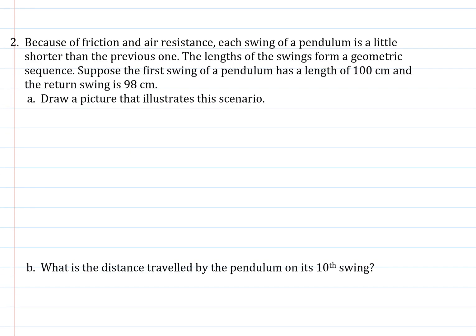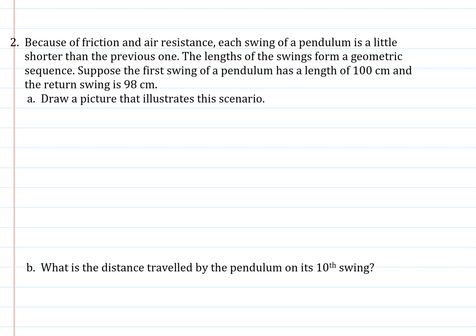Okay, let's look at one more example in this video. Because of friction and air resistance, each swing on a pendulum is a little shorter than the last one. The swings form a geometric sequence. Suppose the first swing has a length of 100 centimeters, the return swing is 98 centimeters.